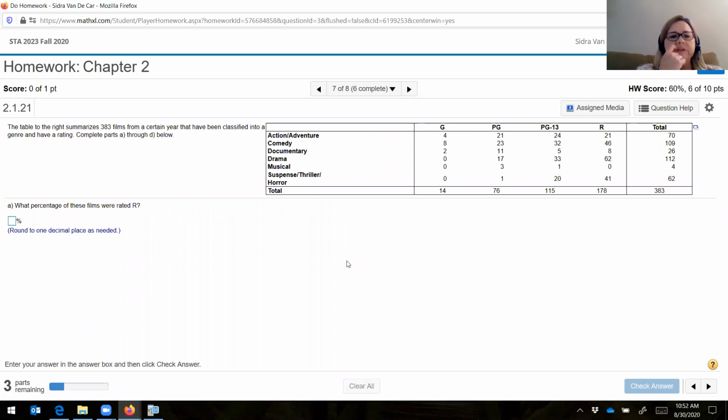Okay. The table to the right summarizes 383 films from a certain year that have been classified into a genre and have a rating. Complete parts A through D below. Okay, all right. So what percentage of these films were rated R? So notice that this is the column for rated R. So my total rated R is 178. Out of the total movies is 383.